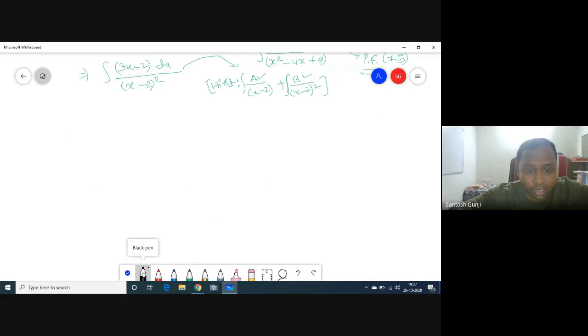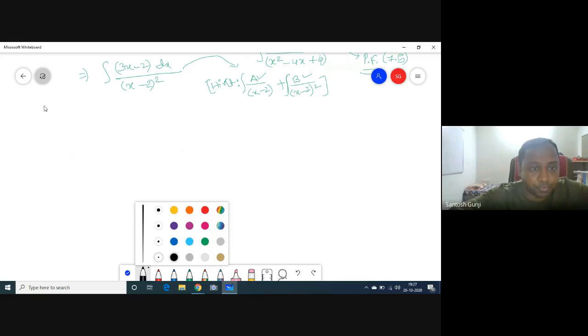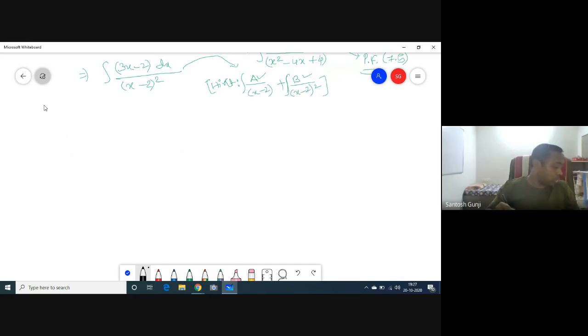So with the black pen again, I'm using from where I have started. I'm taking example number 12 from the textbook itself. See, example number 12. What is there? Find the integral of x square plus 1 upon x square minus 5x plus 6 dx.